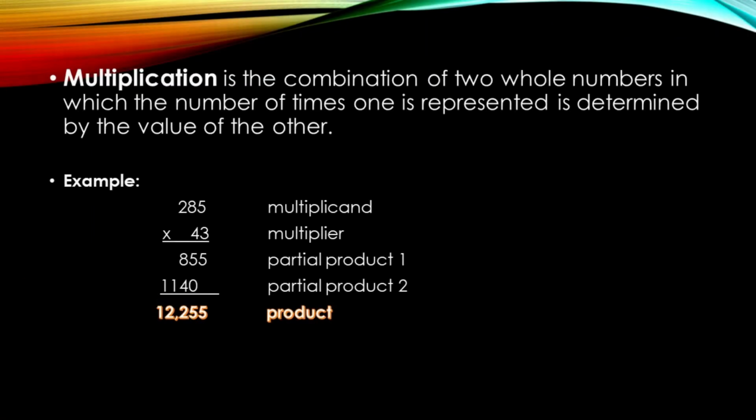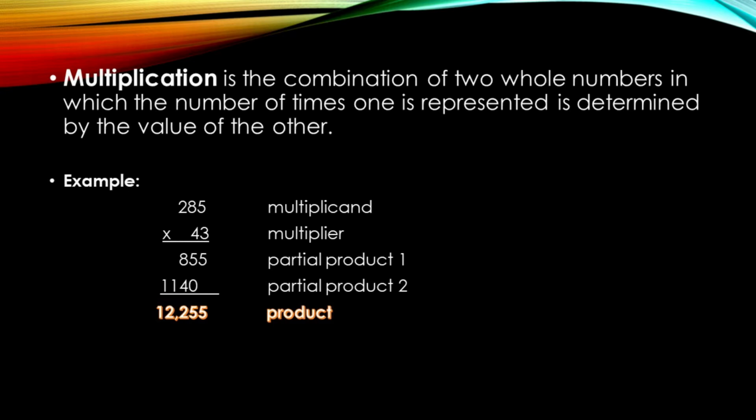Okay, next, multiplication is the combination of two whole numbers in which the number of times one is represented is determined by the value of the other. So, for example, class, meron akong given na binigay natin po yung 285 times 43. So, now, since 285 po, yan po ay tinatawag natin multiplicand. Then, yung times 43 po natin, yan naman po ay tinatawag natin multiplier. Then, yung ating 855 naman po, na nakuha, ay tinatawag naman po natin partial product 1.